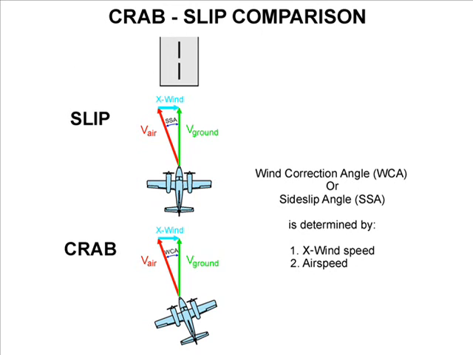This picture shows that both the crab and slip method must correct for the crosswind with the same wind triangle. Therefore, the side slip angle must equal the crab wind correction angle. Before we can combine these two methods into the optimum crosswind landing procedure, we have to examine their relative advantages and disadvantages.